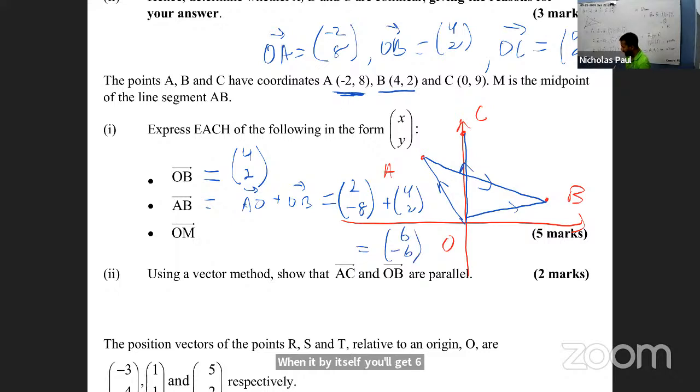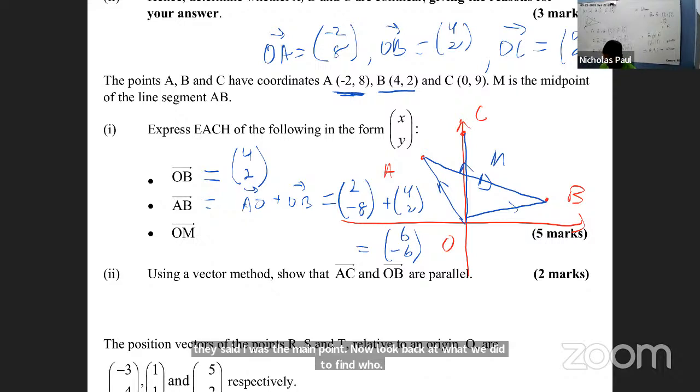Right? They said M is the midpoint now. Look back at what we did to find OM in the last lesson. Right? OM, I draw a line from O to M. Look back at what we did last lesson to find OM.